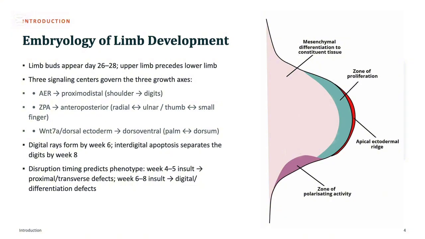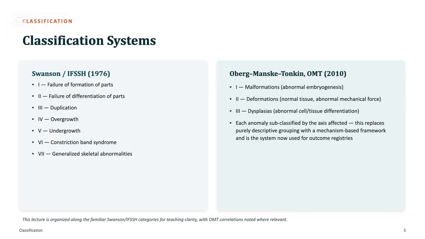So what we were saying is that the disruption timing predicts phenotype. What is meant by this is that the day or the week when the external factor or gene mutation occurs determines the change in the skeleton and upper limb. In early weeks, if the insult occurs, it may lead to transverse arrest of development, but later on it may involve differentiation. We are coming now to the classification to make it more obvious.